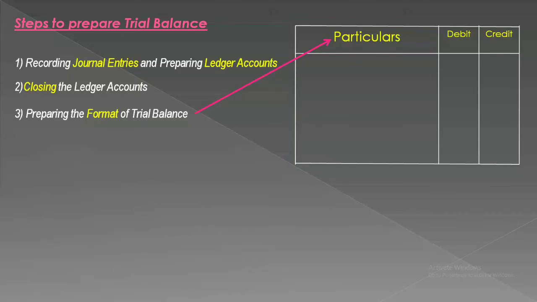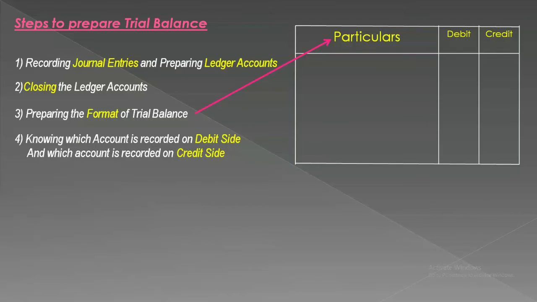Fourth step is knowing which account is recorded on the debit side and which account is recorded on the credit side. Usually the accounts having a debit balance in ledger accounts are recorded on the debit side, and accounts having a credit balance are recorded on the credit side. So we can always judge it from the ledger accounts.